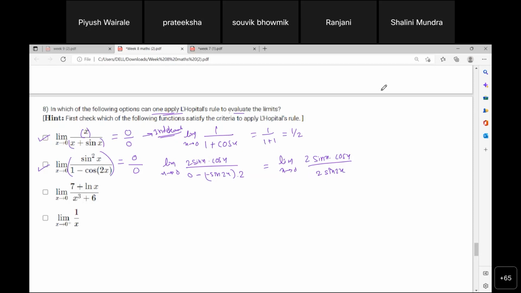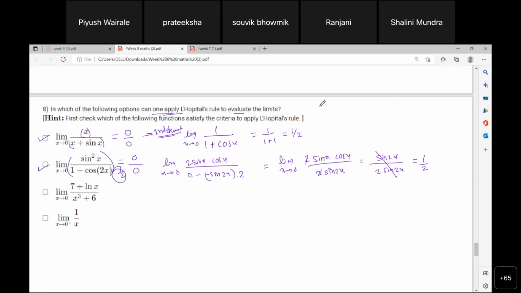Yes, you can cancel out the 2 and expand sine 2x as 2 sin x cos x. That we can also do. Here also I can do it like 2 sin x into cos x, which is basically sin 2x only. So sin 2x upon 2 sin 2x, right? The 2 will get cancelled. It will be 1 by 2 only. Answer will be 1 by 2.